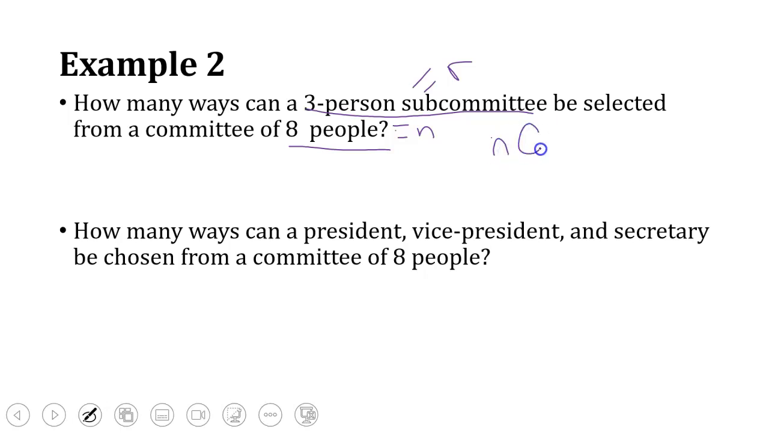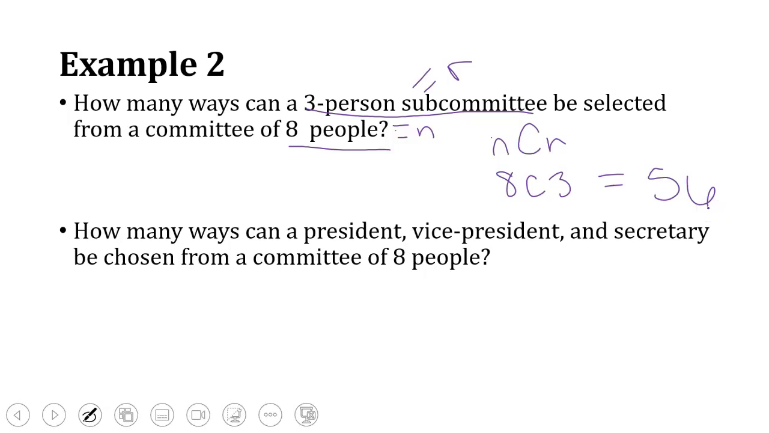So our formula is NCR for the calculator. The N is 8, then the C, and our R is 3. So when you type that in on the calculator, you will get 56.